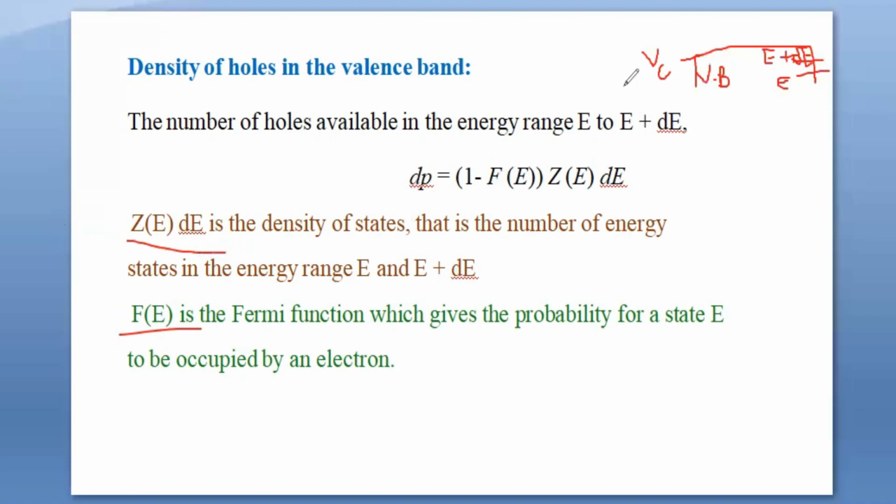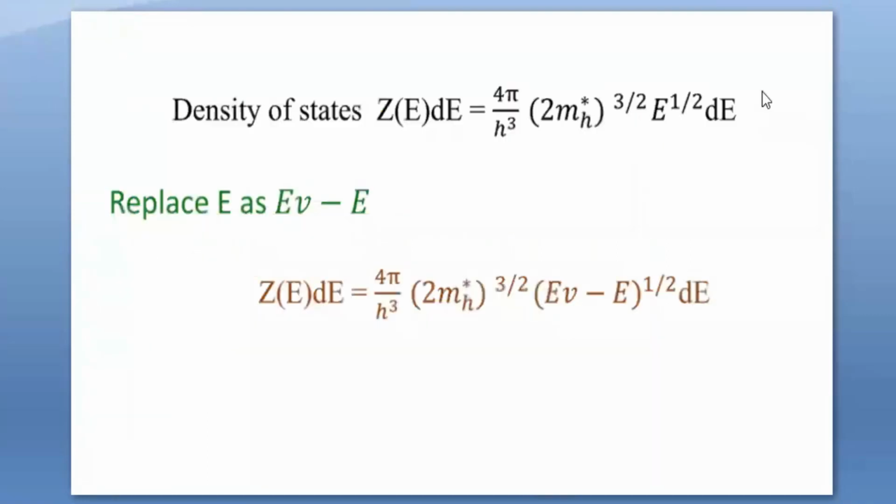1 minus f of E gives the value of the holes. Similar to the previous case, z of E dE is equal to 4 pi by h cube, 2 mh star power 3 by 2, E to the power of 1 by 2 dE. But here we are considering the energy levels in the valence band, so this E is represented as EV minus E.